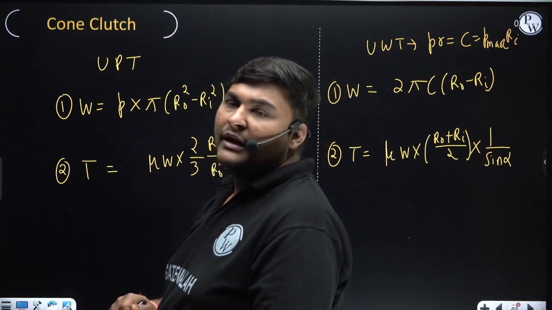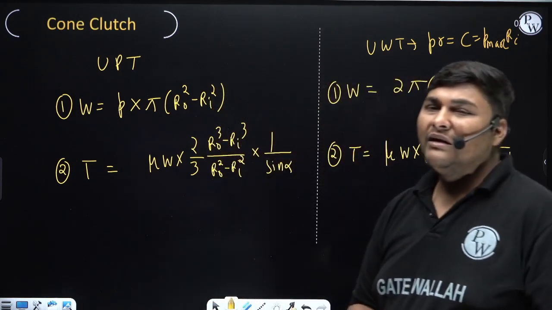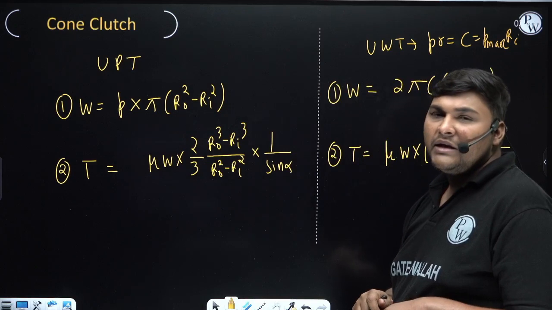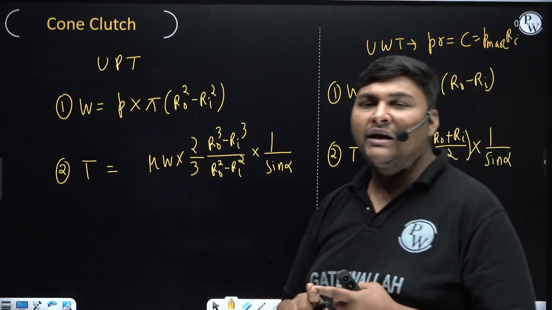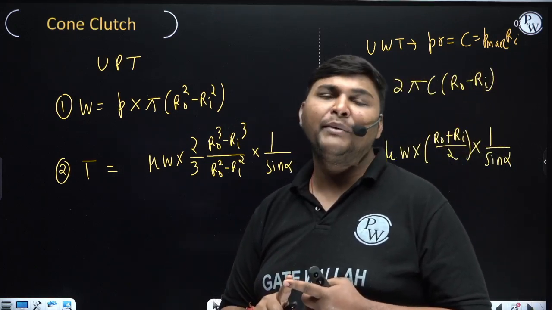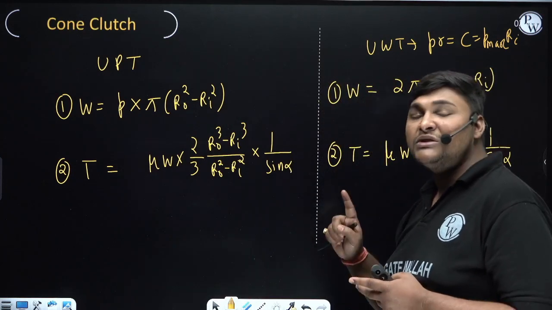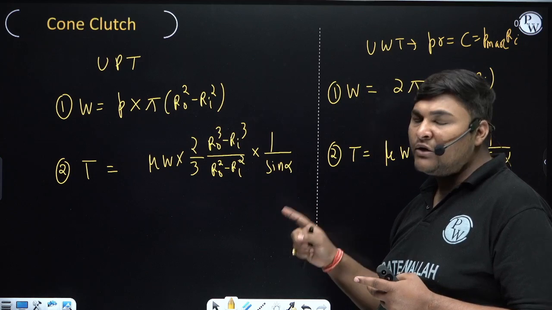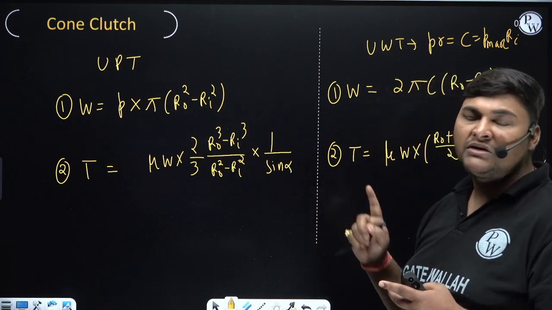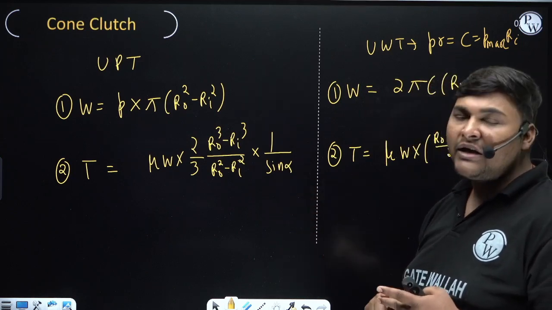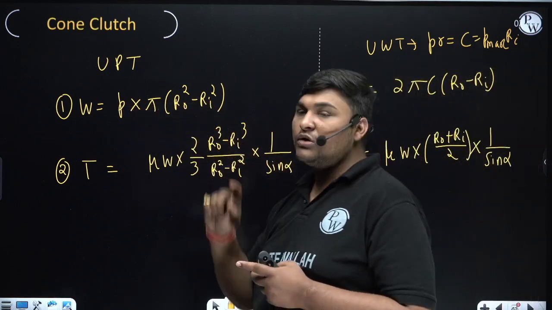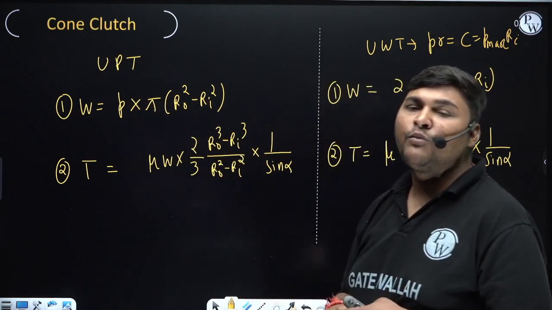Now in cone clutch, what is the positive point? If we are using a single plate clutch with the same size and with one pair of contacting surface, and we are using a cone clutch with the same size, and in cone clutch also the number of pairs of contacting surface will be one, then can I conclude, for the same spring force, the torque transmitting capacity of cone clutch will be more.